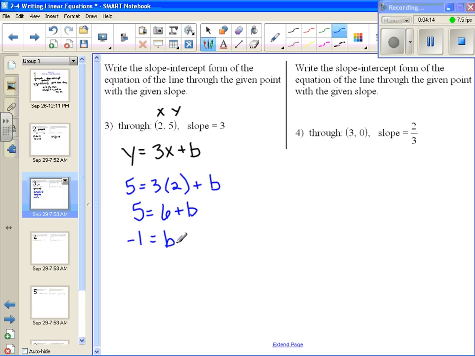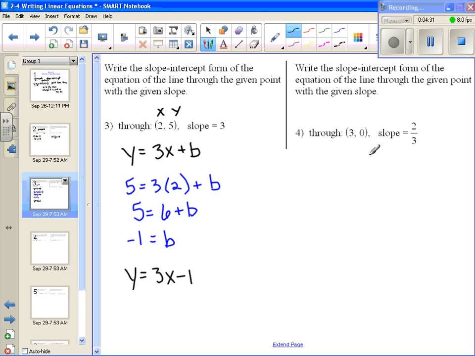Now don't stop there because you're not done yet. You have to go back up to your equation you were asked to write. And now we know what b is. So we get y equals 3x minus 1. And that's my equation. So go ahead and pause it and see if you can try the next problem.